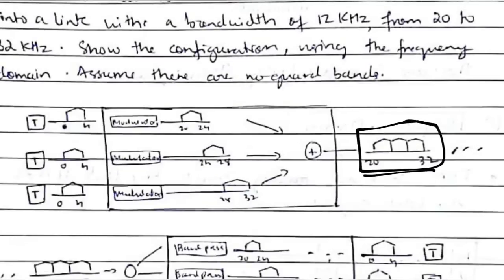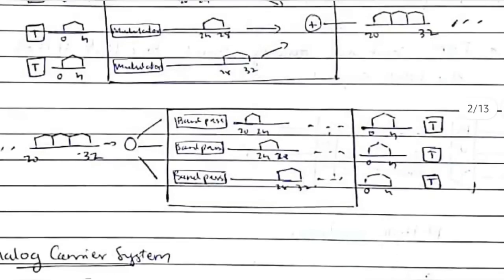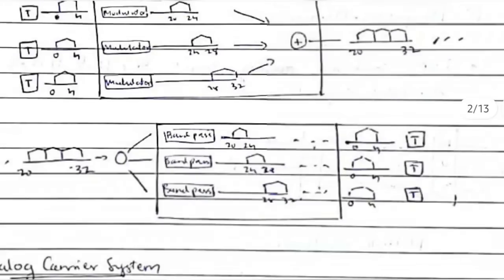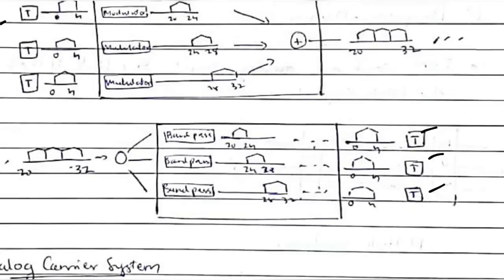Okay, three signals, these three are here. This will be sent and it will be demultiplexed at the receiver end. From 20 to 32 it will be separated as 20 to 24, 24 to 28, and 28 to 32. So these are the three signals which were sent initially.